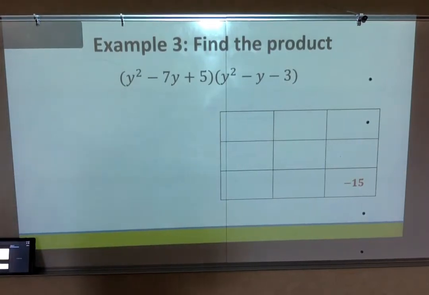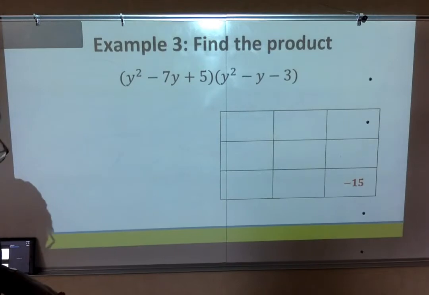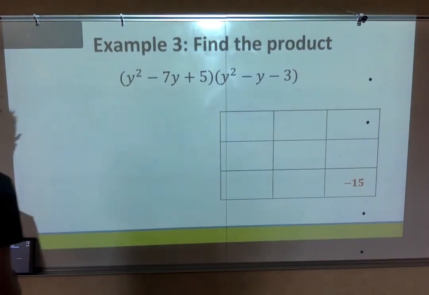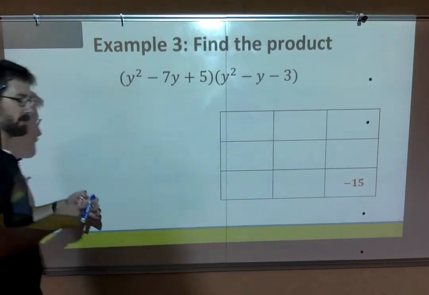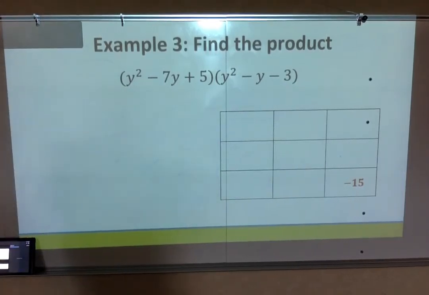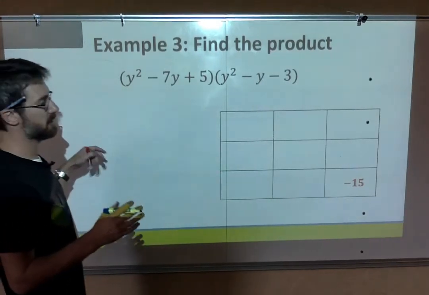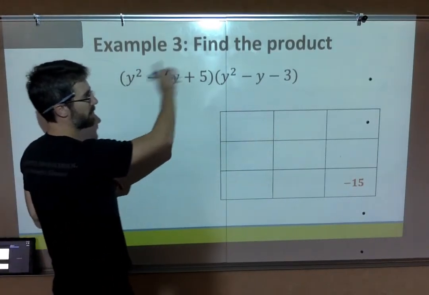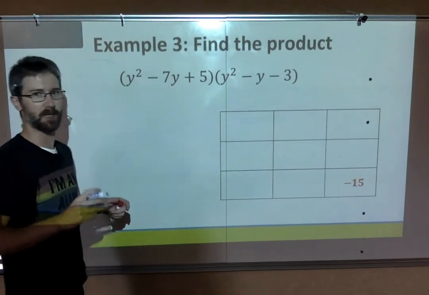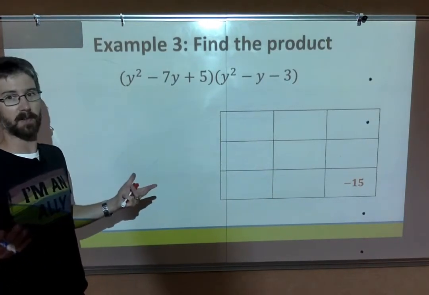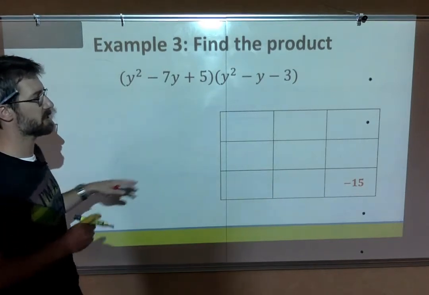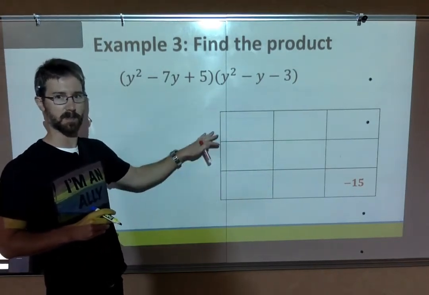Okay, finding the product here. So now we're going to use what's called the box method because we're going to put this into boxes, and one of them is already filled in. This is a really nice method because if you try to FOIL this with 3 of them, it gets really, really messy. And it can be done if you're really neat about your work and can keep track of everything, but it's easy to make mistakes. It's a lot less likely if you use the box method.